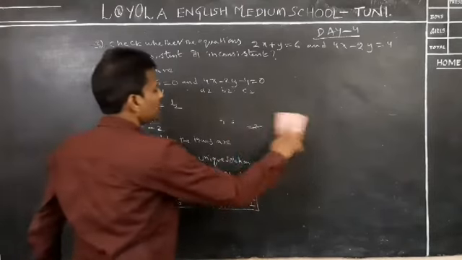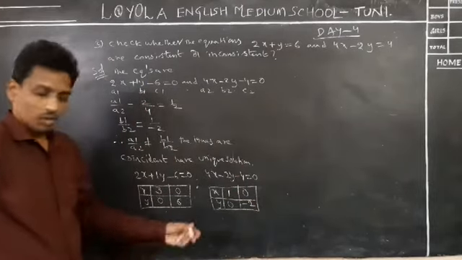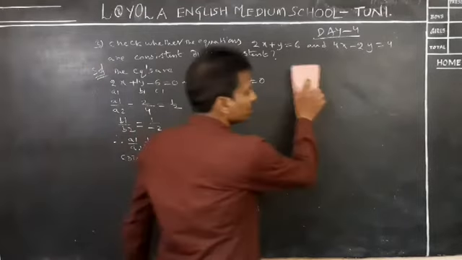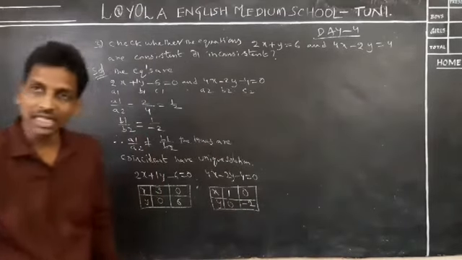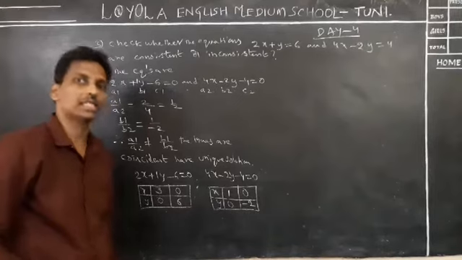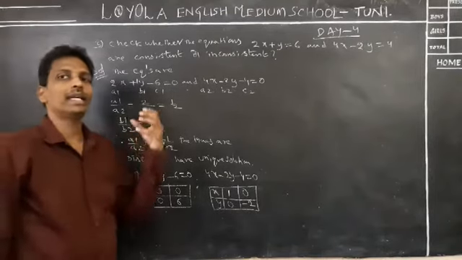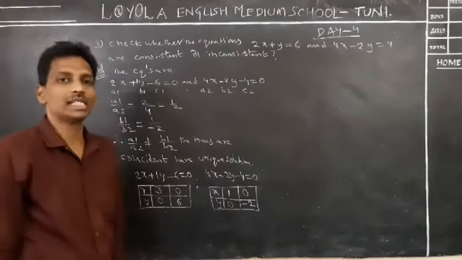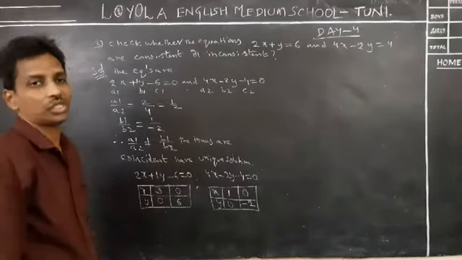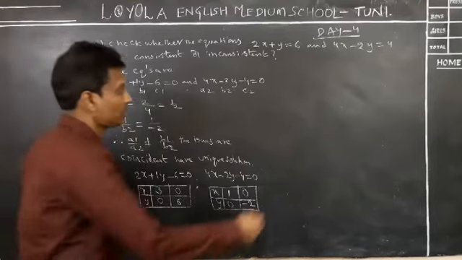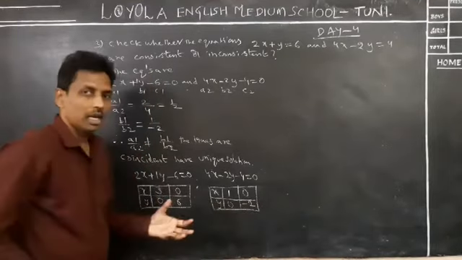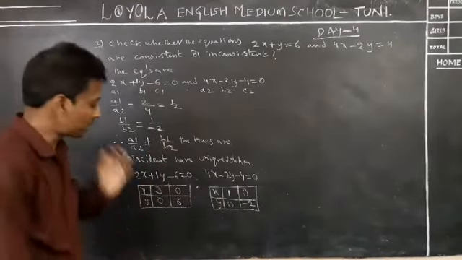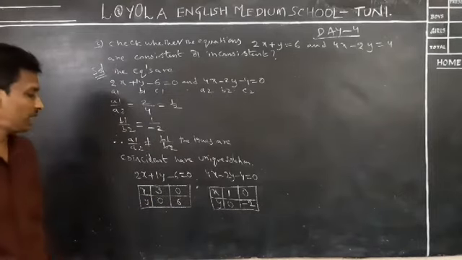So with these values we have to choose a suitable scale and represent these points on a graph sheet. By representing on the graph sheet, where the two lines intersect, that point is said to be the solution set of these two lines. So how can we choose the scale? It depends on the values of x and y.